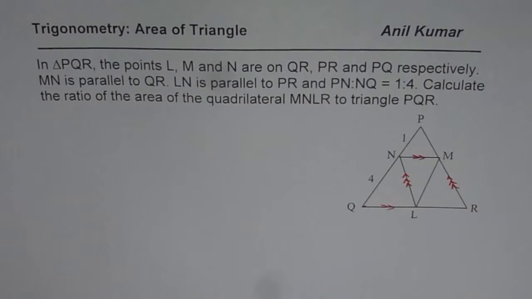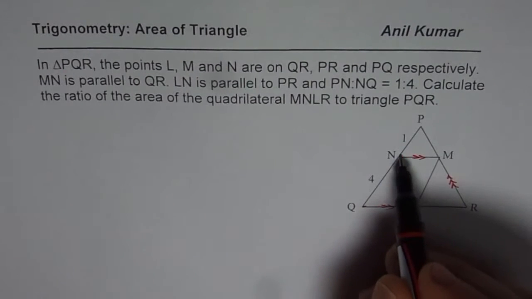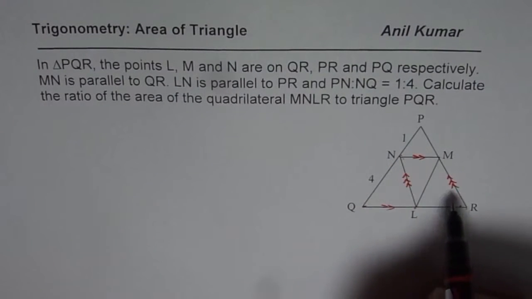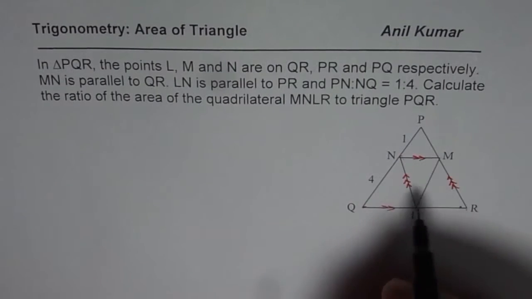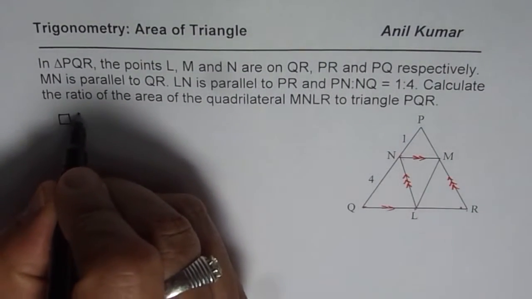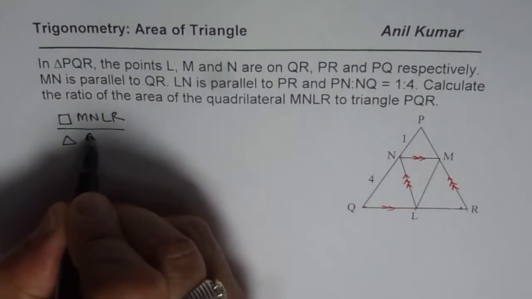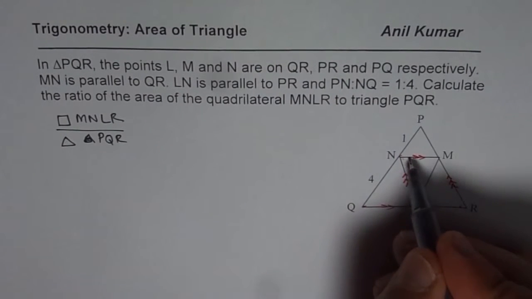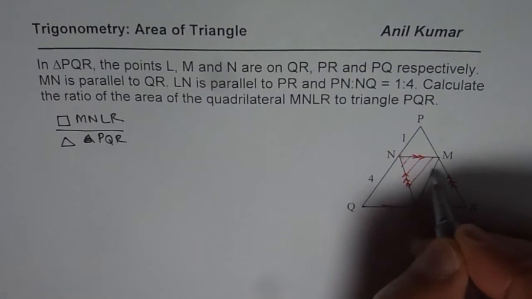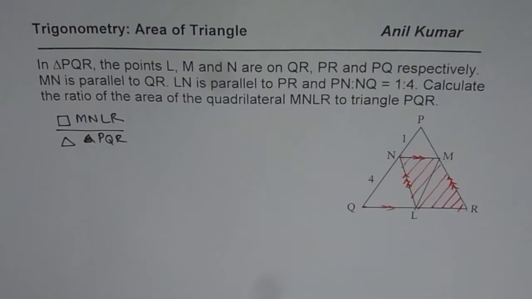What you need to calculate is the ratio of the area of quadrilateral MNLR, the big quadrilateral shown here, and the big triangle PQR. This is what you have to find out. Okay, let me write it down. So we want the ratio of the quadrilateral MNLR to the triangle PQR, the big triangle. Let me shade this quadrilateral also. So that's the quadrilateral whose area we are interested in finding, and the area of the whole triangle. That is the question. So now you can pause the video, answer the question, and then look into my suggestion.